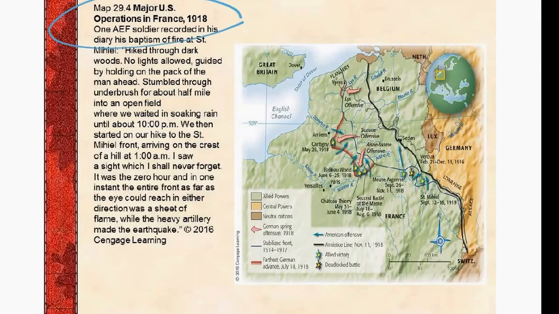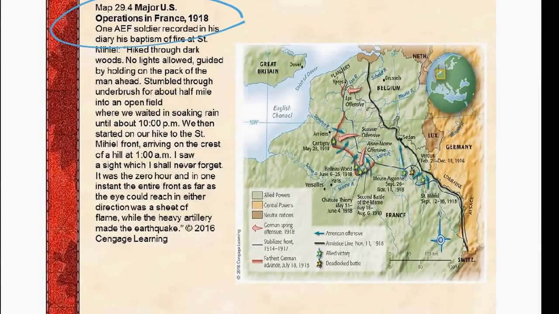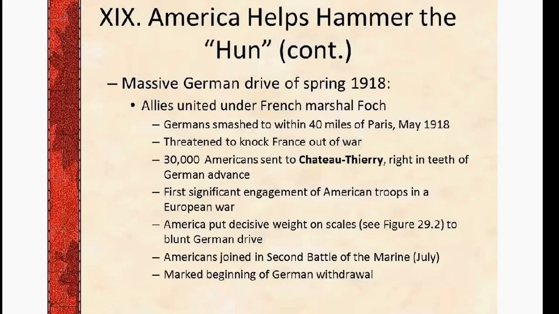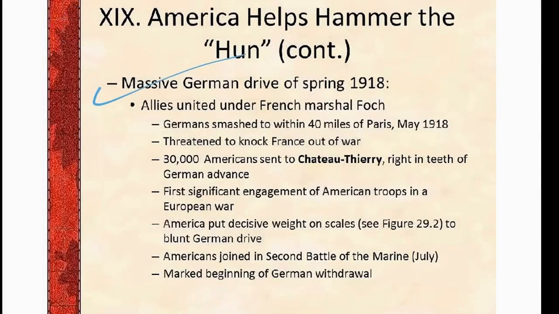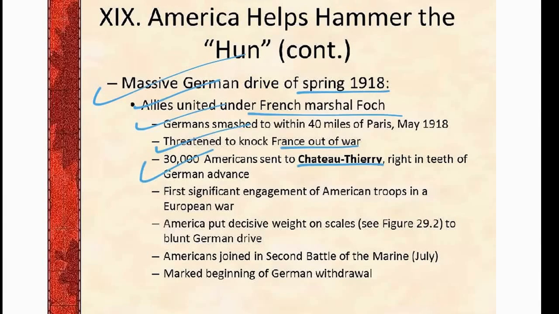This map shows major U.S. operations in France, 1918. The massive German drive of the spring of 1918 had the Allies united under the French Marshal Foch. Germans smashed to within 40 miles of Paris in May of 1918, and they threatened to knock France out of the war. 30,000 Americans were sent to Chateau Thierry, right in the teeth of the German advance. This was the first significant engagement of American troops in a European war.